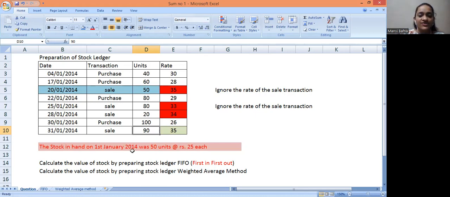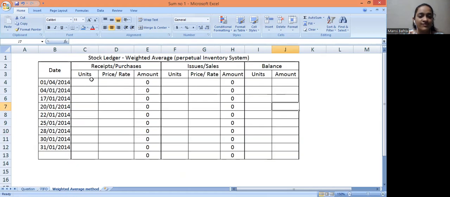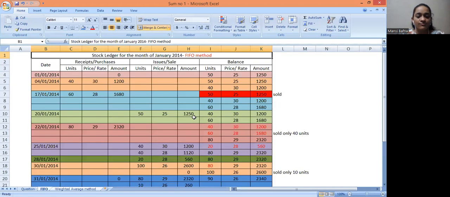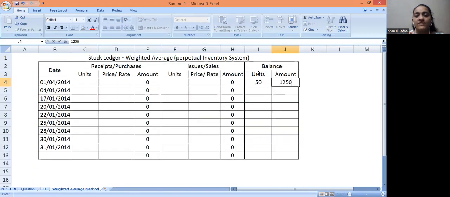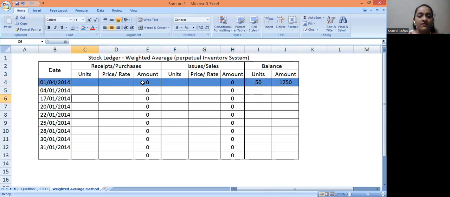That is, on 1st January 2014, you had 50 units at the rate of rupees 25 each. It will directly come in your balance column, 50 units at the rate of rupees 25 each. So the total amount will be 1250. This will be your balance for the opening stock.